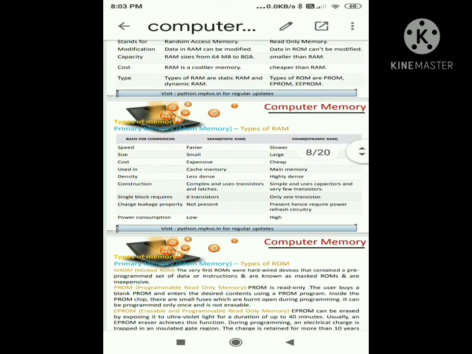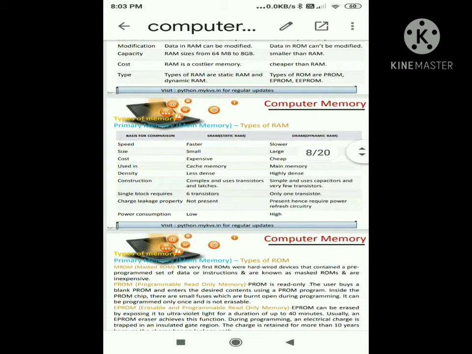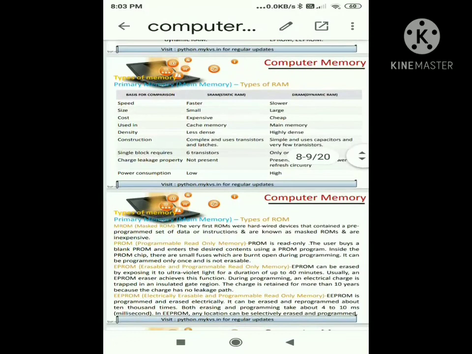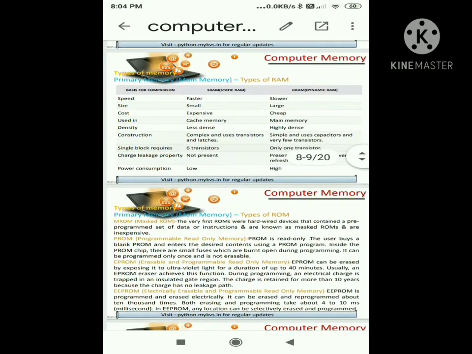Now we move on to the types of ROM, that is types of read only memory. The first type is MROM. The very first ROMs were hardwired devices that contain a pre-programmed set of data or instructions and are known as masked ROMs and are inexpensive. So the full form of MROM is masked read only memory and it is not very expensive.